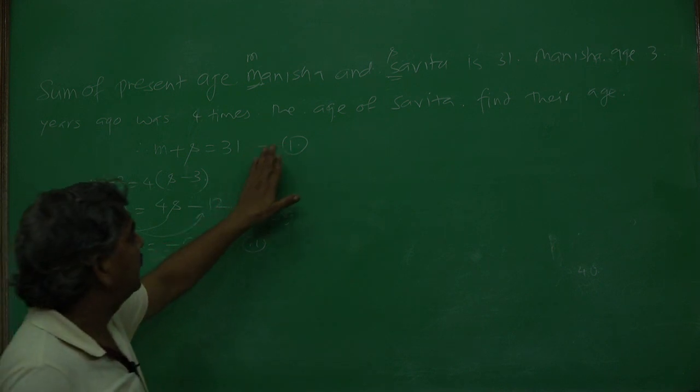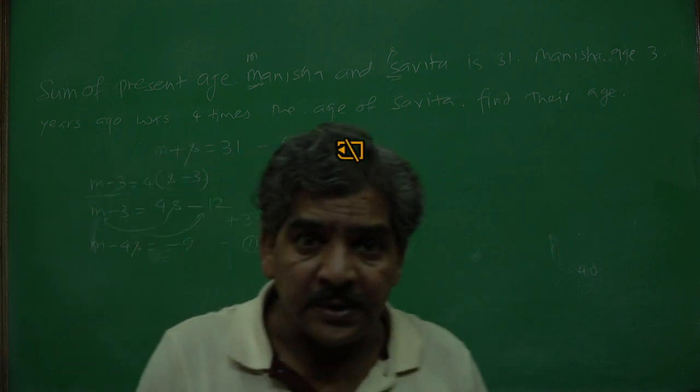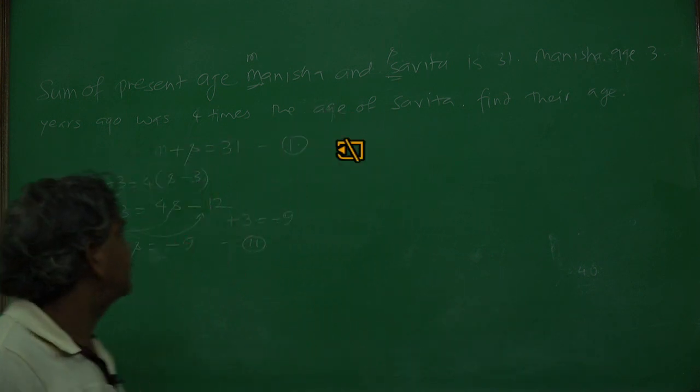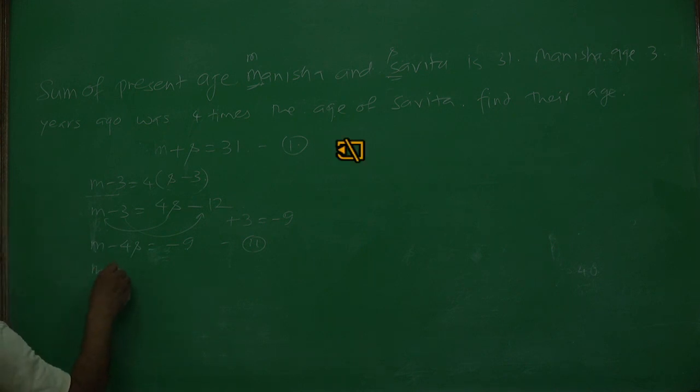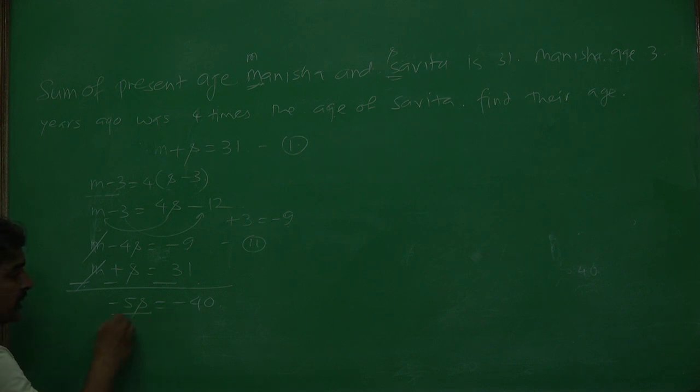So this is equation number 1 and equation number 2. Now you can confirm the coefficients of M in both the equations are equal, so no need for further calculations. Just carry out the direct operation. M plus S is equal to 31. Let's subtract the equations. If I subtract, M minus M gets cancelled. Minus 4S minus S, that is minus 5S is equal to minus 40. So therefore divide both sides by minus 5.